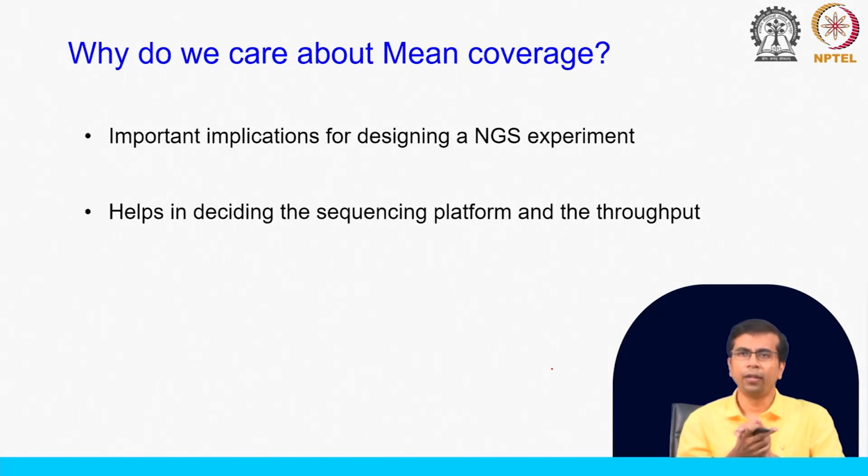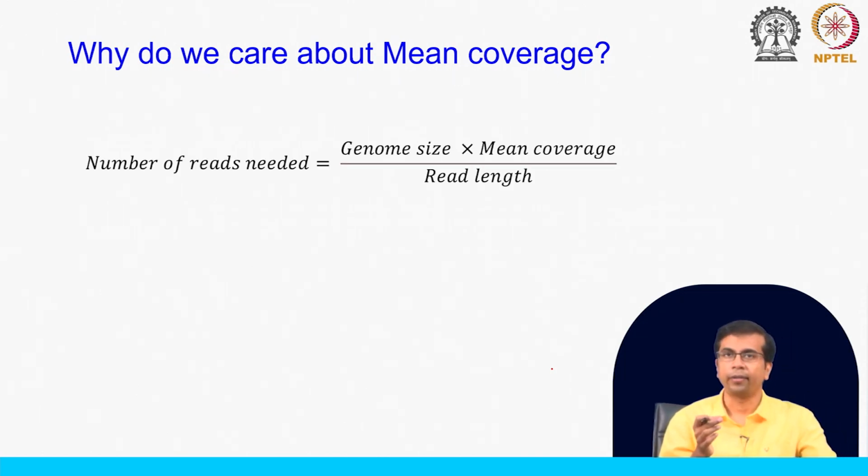Now, the question is, why do we care about this mean coverage? This is very important. One of the first points is that this has a very important implication for designing an NGS experiment, and it helps in deciding which platform you want to use and the kind of throughput that you require. So, this is the formula that we will use when we are designing an experiment: the number of reads that are needed for our experiment is actually given by this.